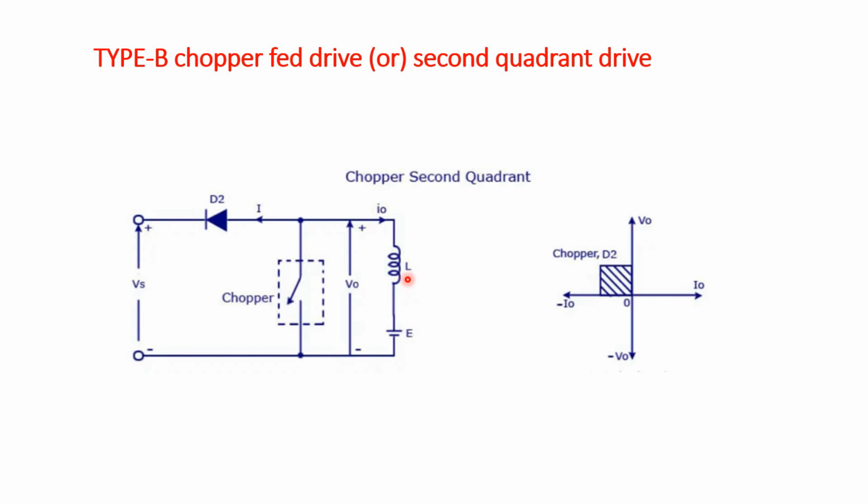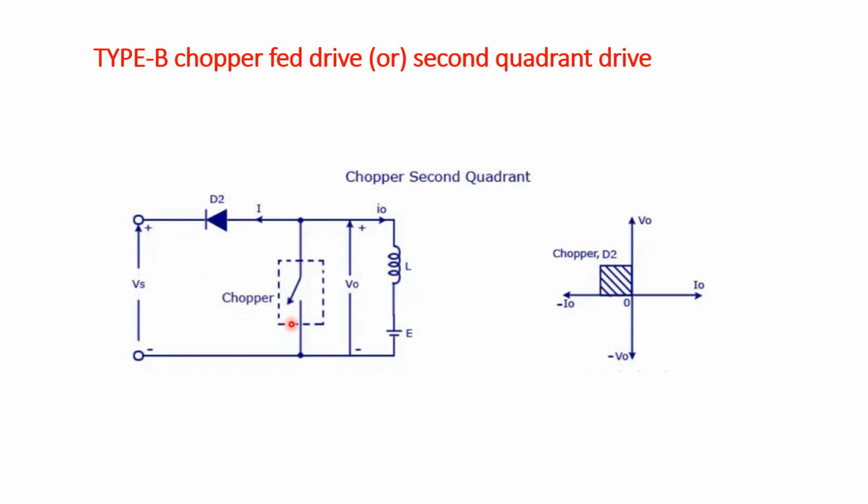When the switch is off, V0 will be more than that of the supply Vs. Because of this, the diode D2 will be forward biased and begins conducting, and hence the power starts flowing through the source.